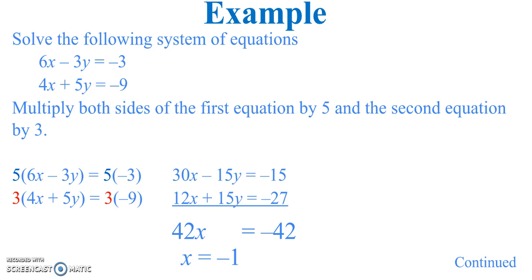I get 42x, my y's cancel out, equals -42. I divide by 42, x equals -1. Okay, so I literally just take my problem and work my way straight down once I can cancel something out.